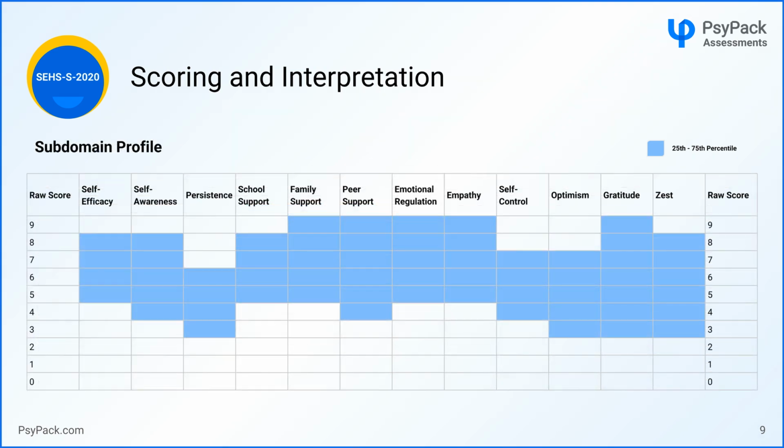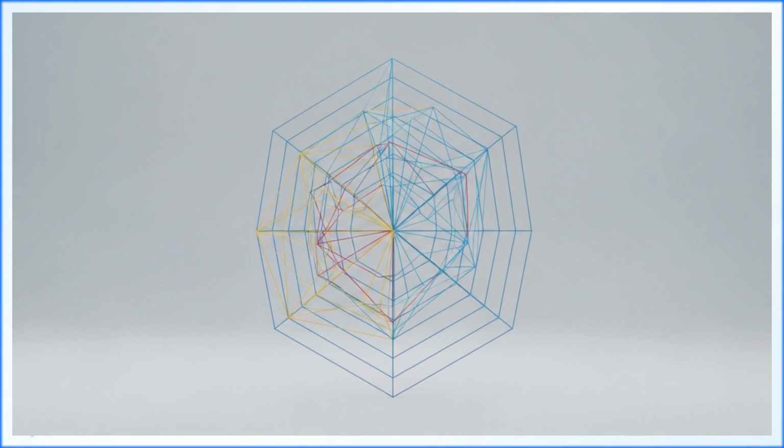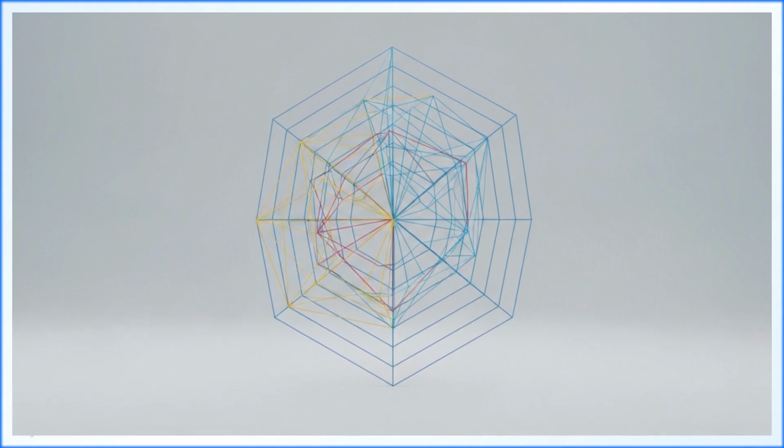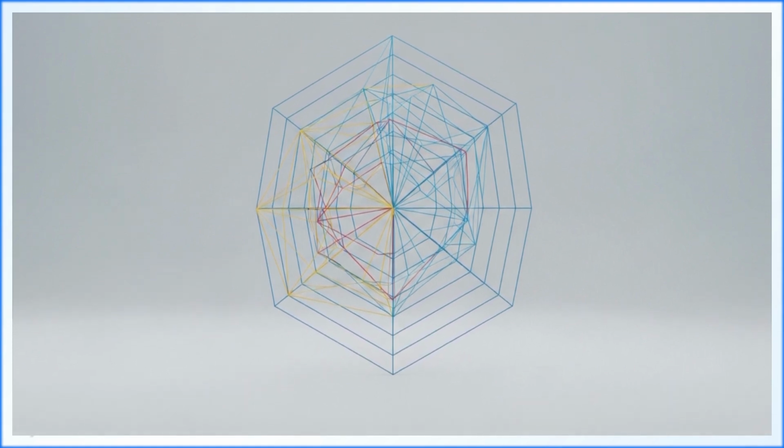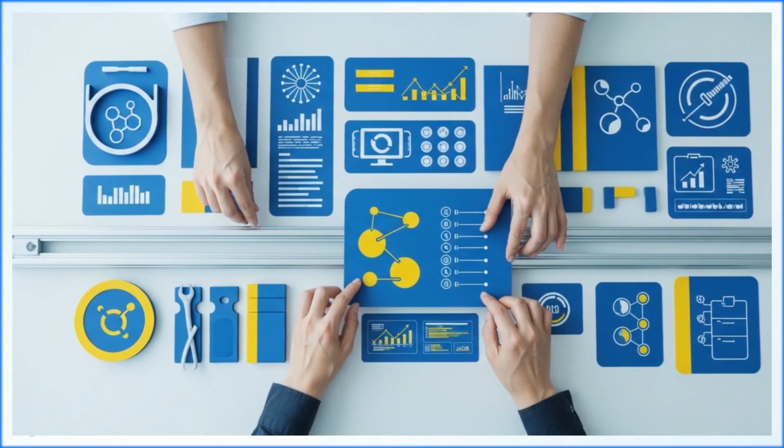For an even more granular view, we can use the subdomain profile chart. This chart plots the raw scores for each of the 12 individual subscales, like empathy, gratitude, and persistence. Similar to the domain profile, the shaded area highlights the typical range between the 25th and 75th percentiles. This level of detail is incredibly useful for pinpointing specific skills to target in interventions or to build upon as key strengths.